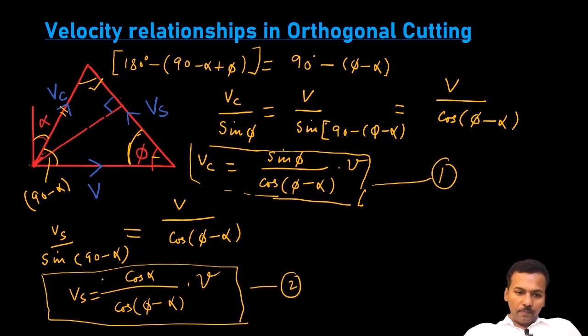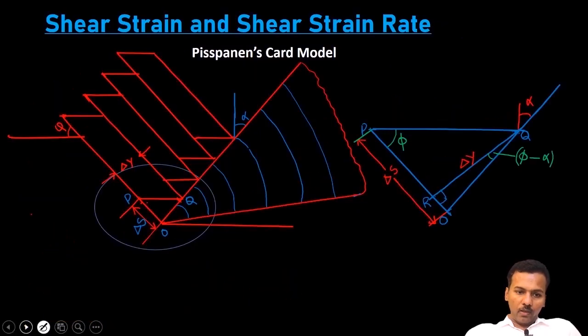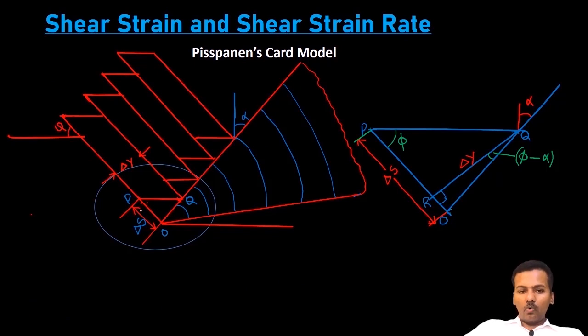Now come to the next one. There is another relationship we have to find out, that is how the shear strain can be calculated. This is the Piispanen card model. Here, in the material removal process, when we consider the material being transformed into the chip, it is broken into a successive number of cards, one by another.